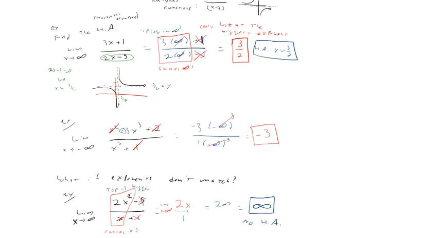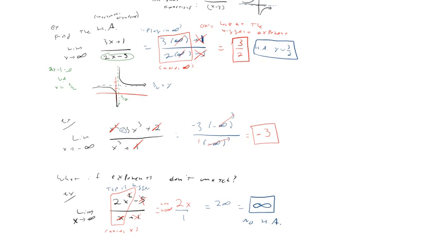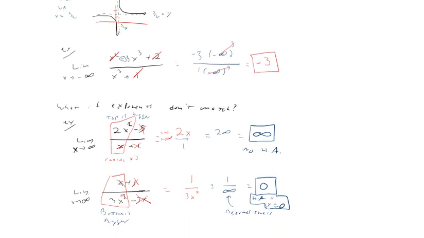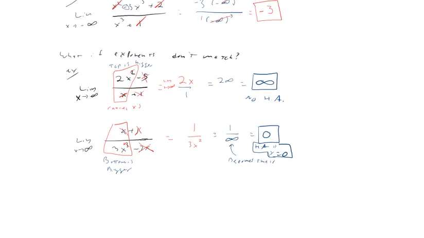If the top is bigger, you don't have a horizontal asymptote, it goes forever. But if your bottom is bigger, your horizontal asymptote is at 0. 1 divided by infinity always becomes a 0. All right, everybody?